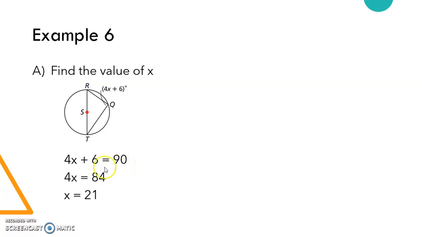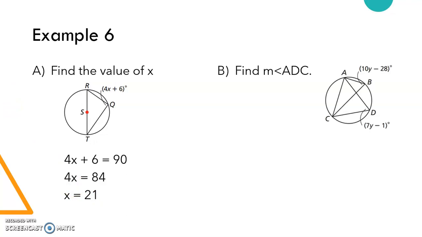Okay, so all I did is I wrote my equation, I subtracted 6 to get 4x equals 84, then I divided by 4 to get x is 24. Sorry, x is 21. So let's take a look at one more example of this. In part B, they want us to find the measure of angle ADC, which is here. Now, it's a little hard to figure this one out, but see if you can do that.